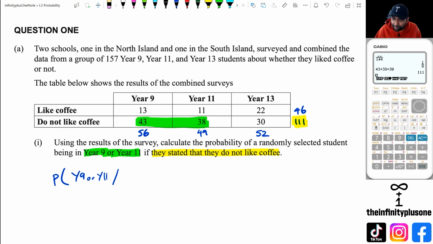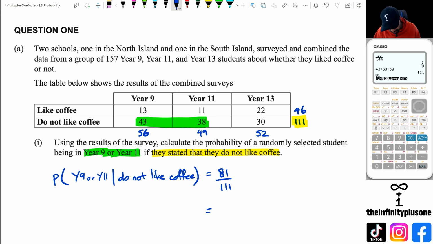given, I forgot to write my given sign, given that they do not like coffee. So yeah, we can just write that. So that's 43 plus 38, which equals 81. So it is going to be 81 out of 111, and we're going to put that as a decimal. So we've got 81 divided by 111, which gives me 0.730. This question is worth just an Achieved. All right, let's go to the next question.